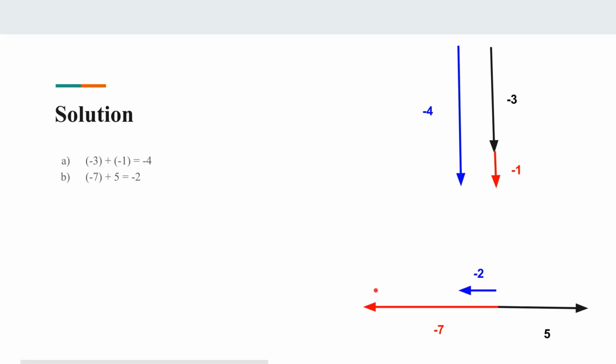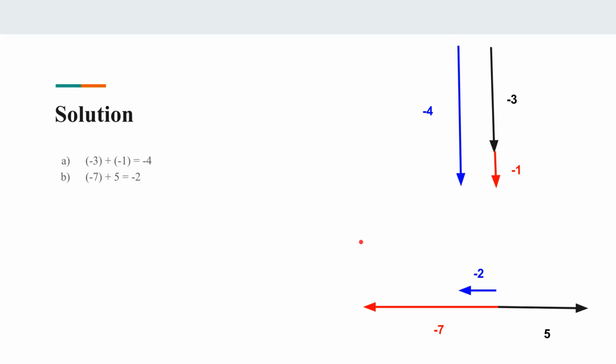For the top one, we have negative 3 plus negative 1 equals negative 4. All right, so we drew our blue resultant vector. Negative 3 plus negative 1 will be negative 4, so it will face downward. And the length of it will be larger than either of these. So this will be our resultant.